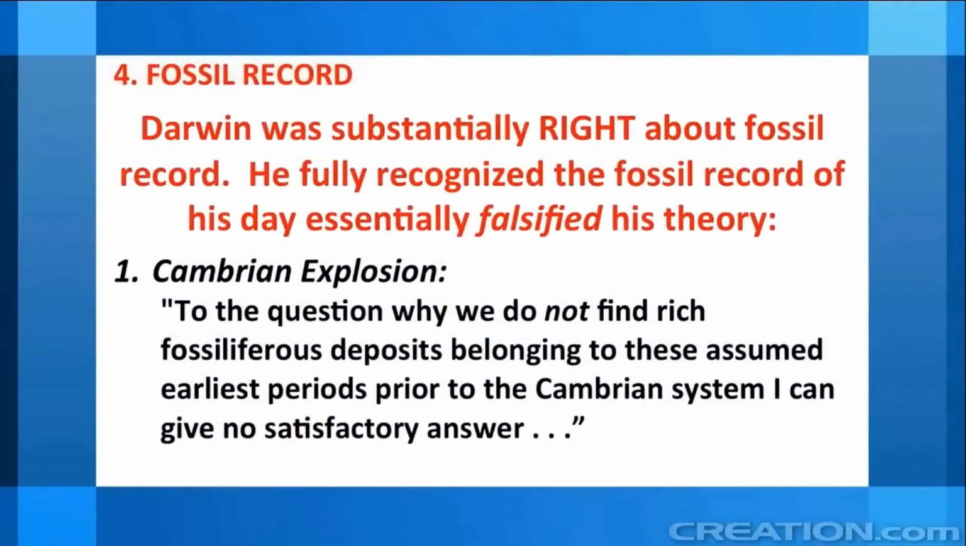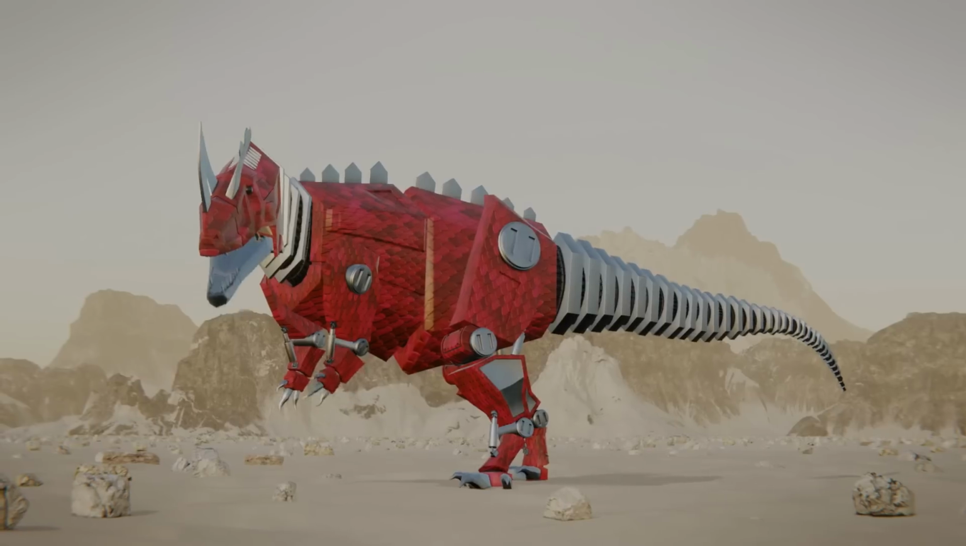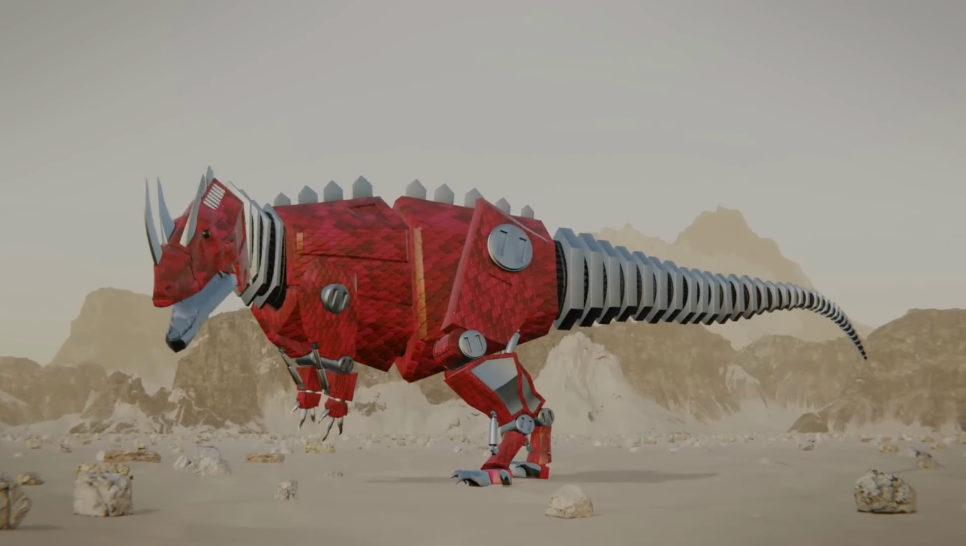But before I tell you about how Darwin was wrong about the fossil record, I'd like to tell you something he was right about, and that was that he fully recognized that the fossil record of his day falsified his theory. No, it didn't. It just failed to sufficiently support it.